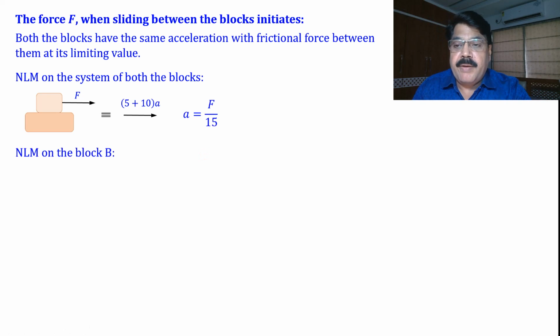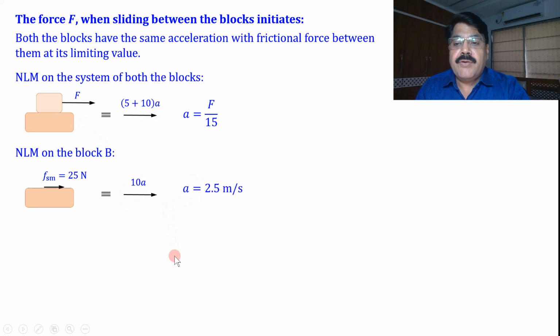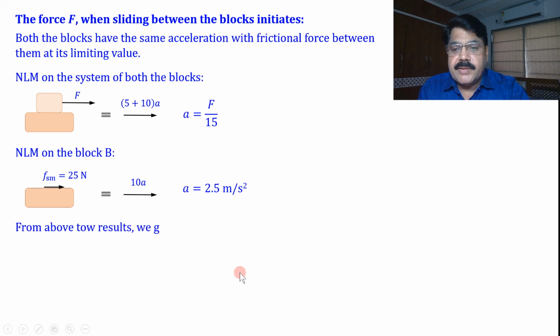Now NLM on block B, because block B is moving only because of friction. Again on block B there is a single force, so this is simpler. If you apply Newton's law here, this is the force of static friction, we assume limiting friction. So that is the condition of initiation of sliding. Here again we have not shown the vertical forces. That will be equal to the mass of block B, 10, into A, and the acceleration will be the same. So we can write A is equal to 2.5 meter per second square. From the above two results, we equate these two and we get F is equal to 37.5 Newton.